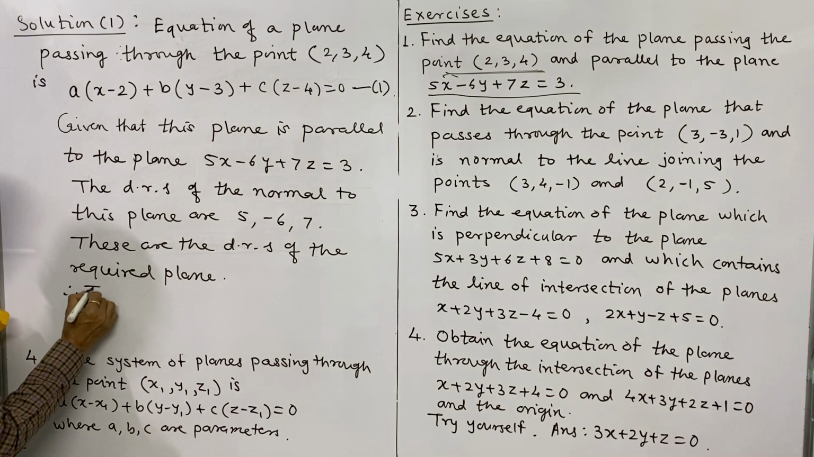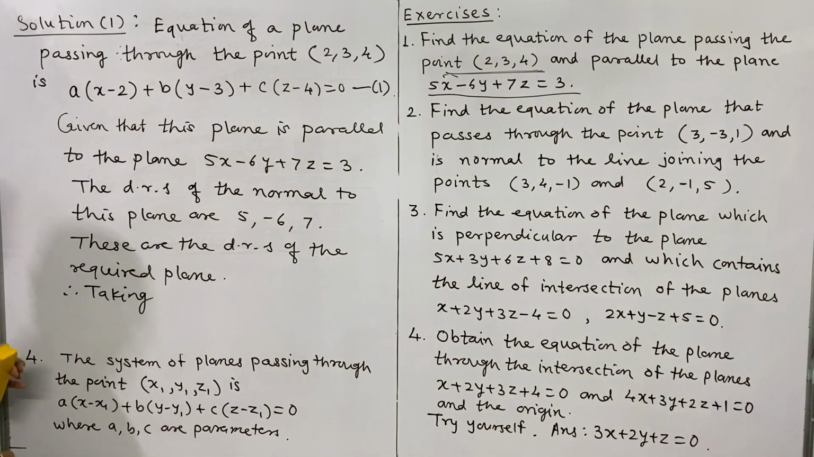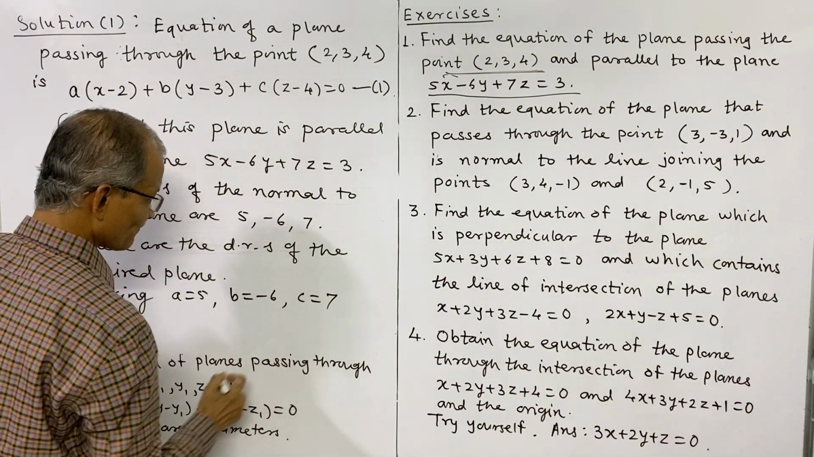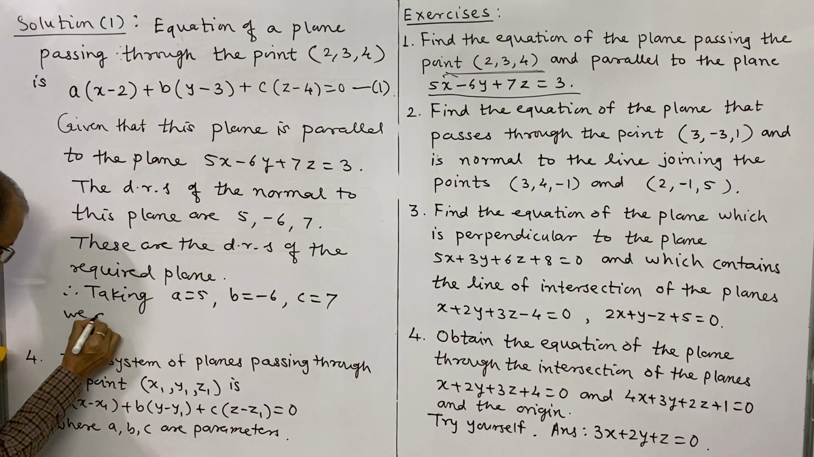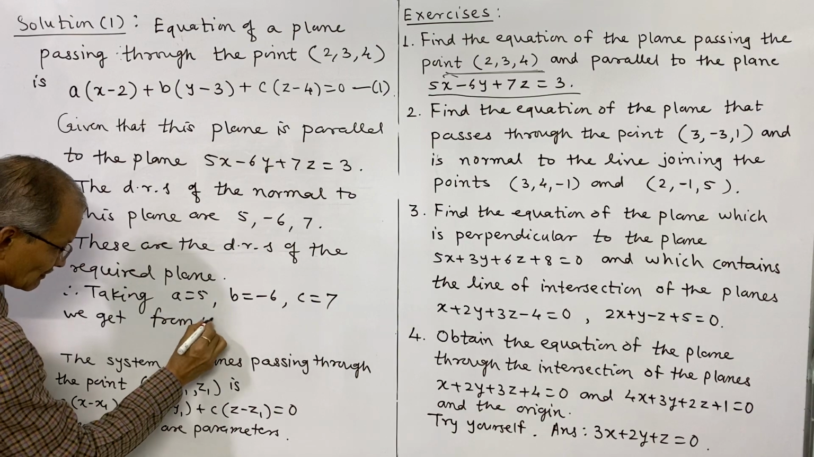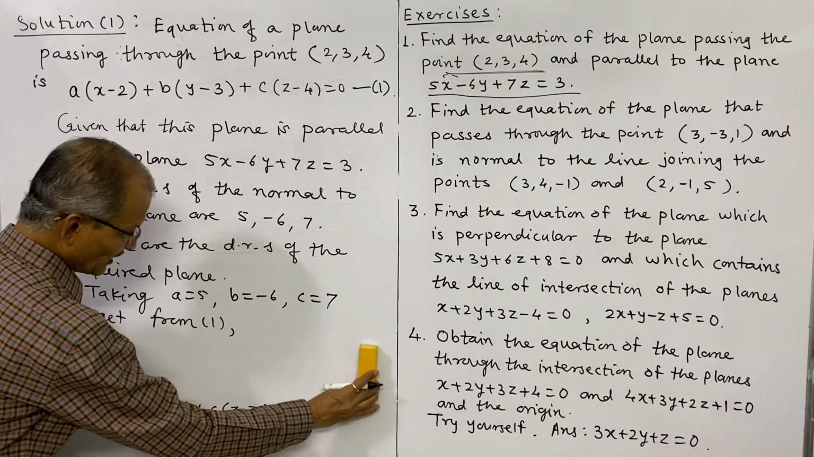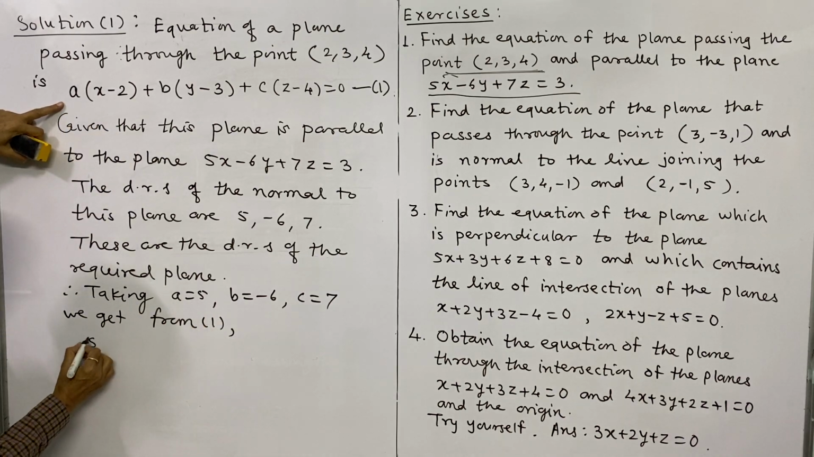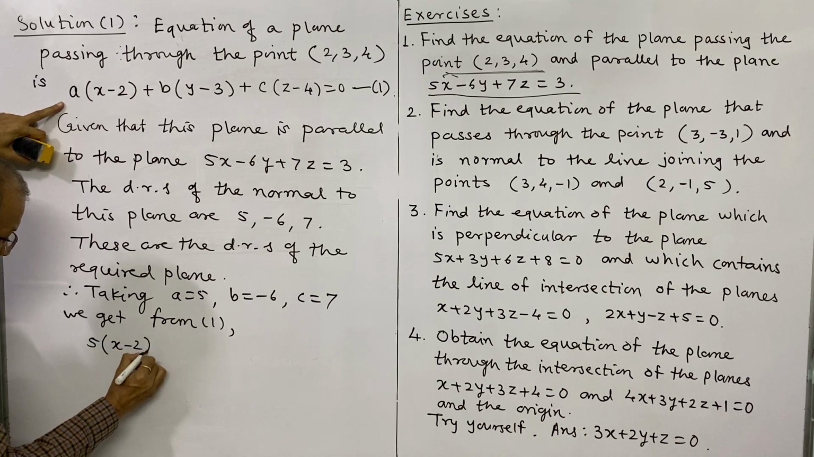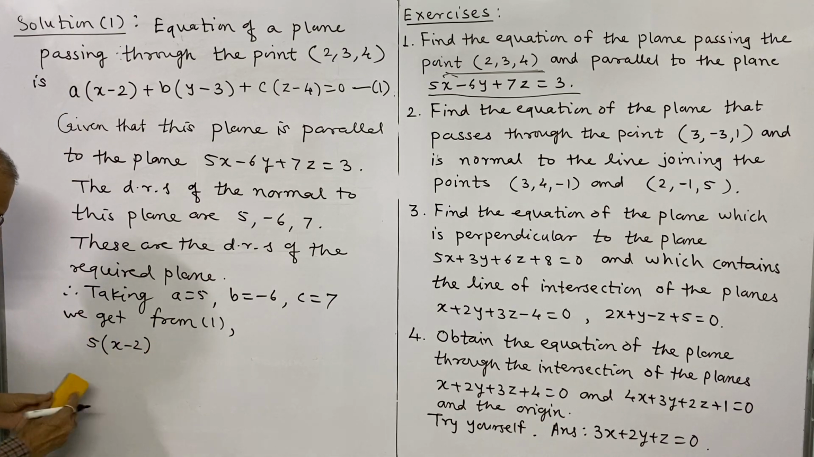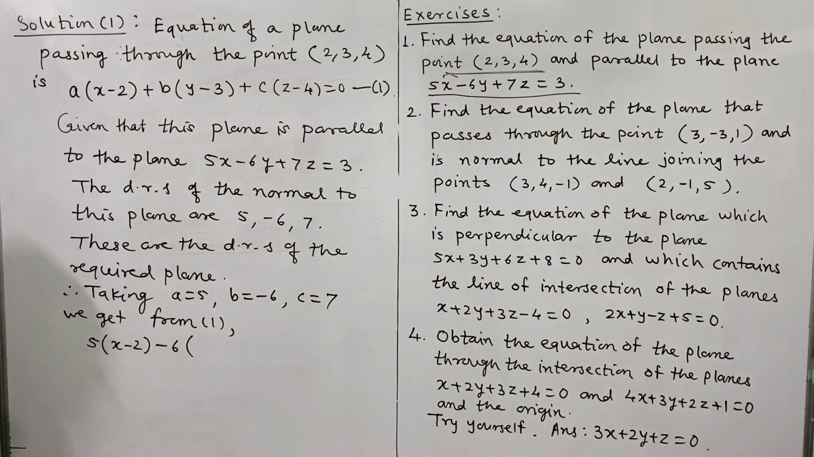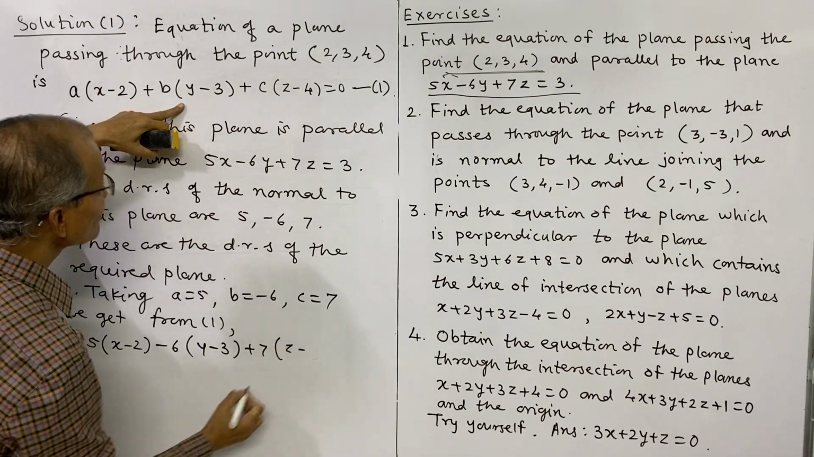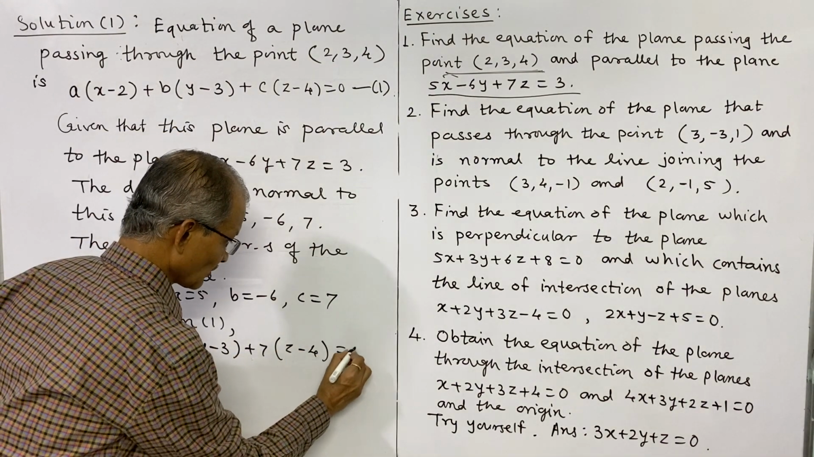Taking A equal to 5, B equal to minus 6, C equal to 7, we get from 1 the equation. Put the value of A as 5, so it is 5 times x minus 2, plus B is negative 6, and this is y minus 3, plus 7 times z minus 4 is equal to 0.